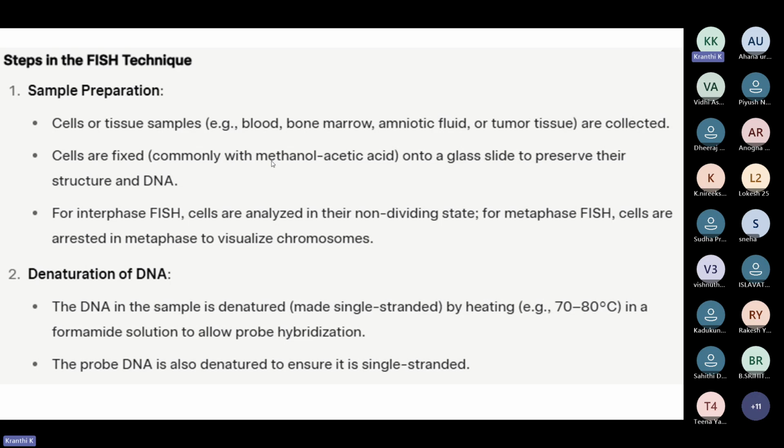Let us see the steps in the FISH technique. First, sample preparation. Here we don't need RNA or DNA. We just need the cells or tissue samples. Maybe blood, bone marrow, amniotic fluid, or tumor tissues are collected. Then these cells are fixed onto a glass slide. So how do we fix these cells? That is called fixation. Usually we call these fixation methods.